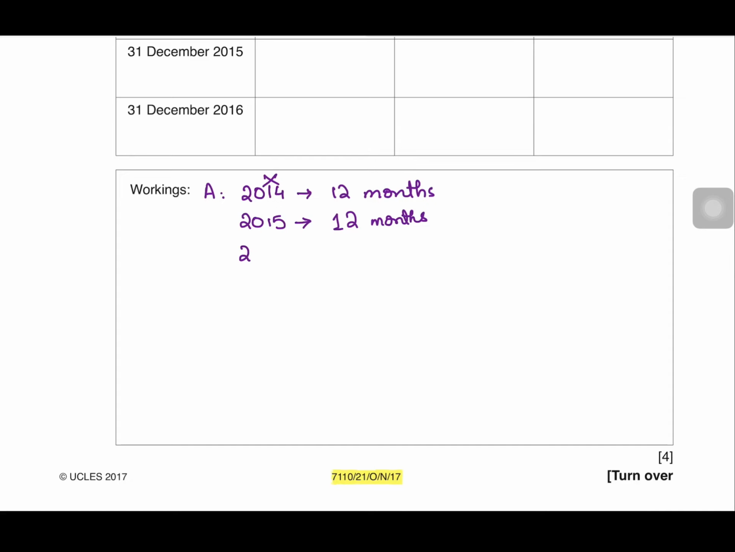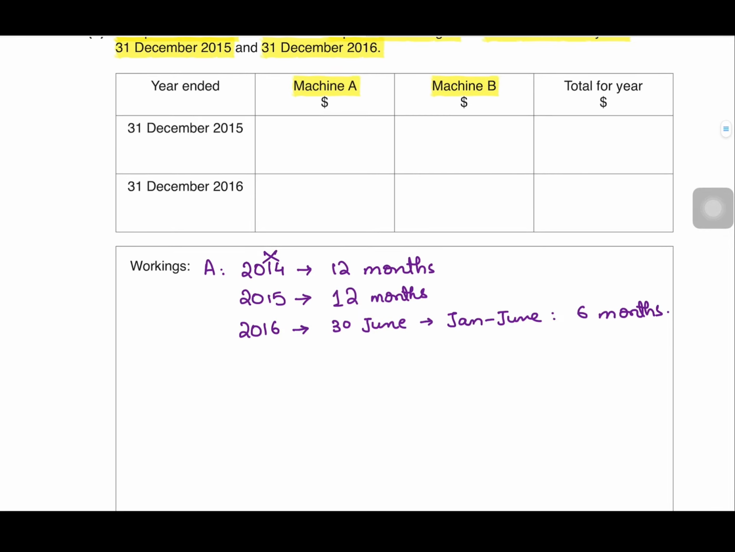Then what will happen in 2016? It was sold on 30th June. This means that January till June, how many months? 6 months of depreciation in this year would have been charged. That is in the year of disposal, right? So we have to do the calculations accordingly.